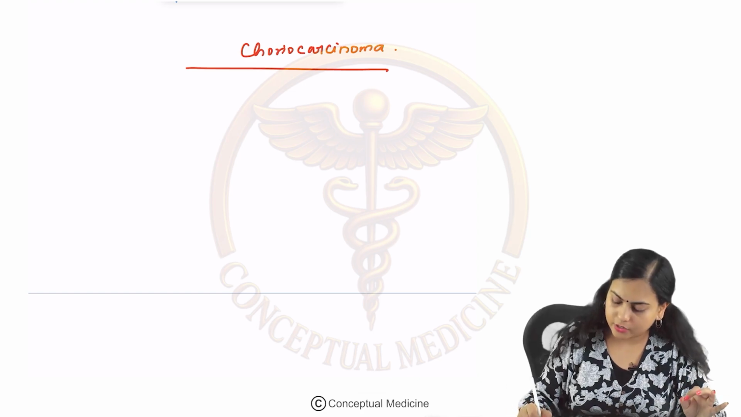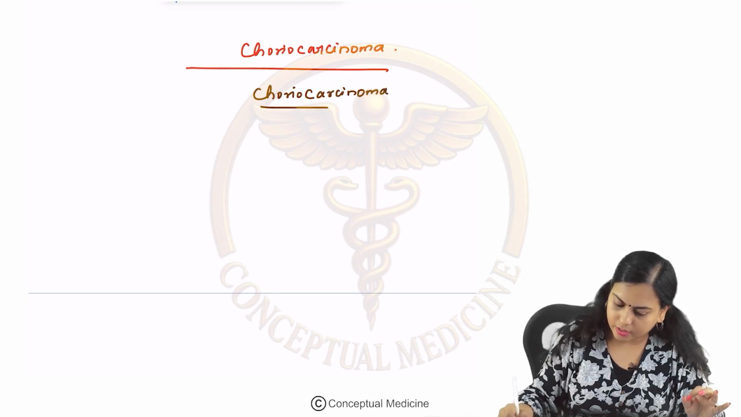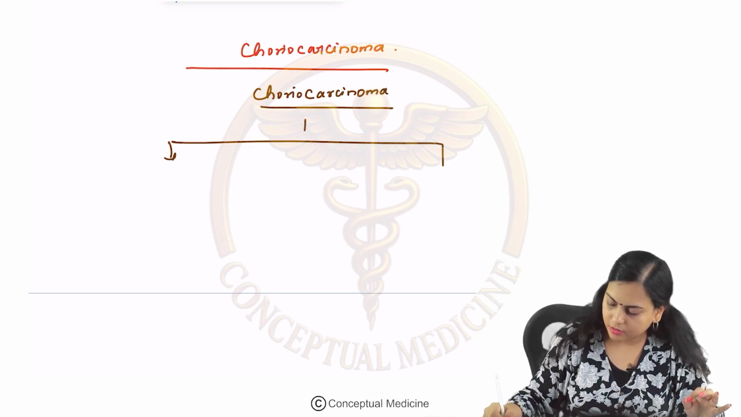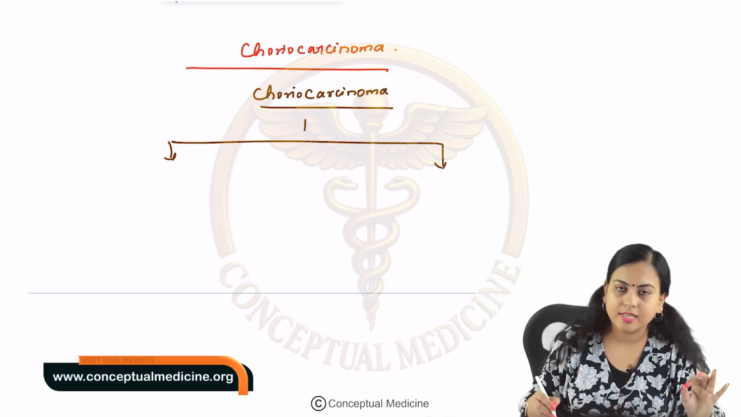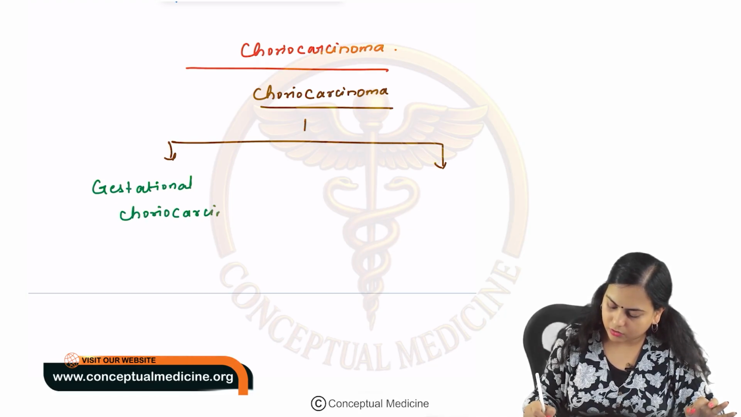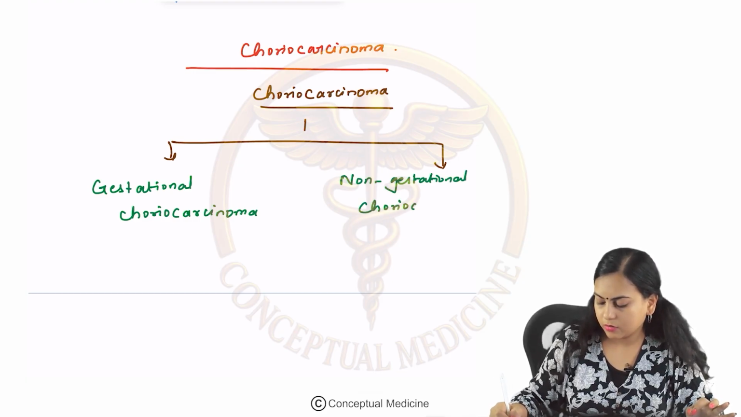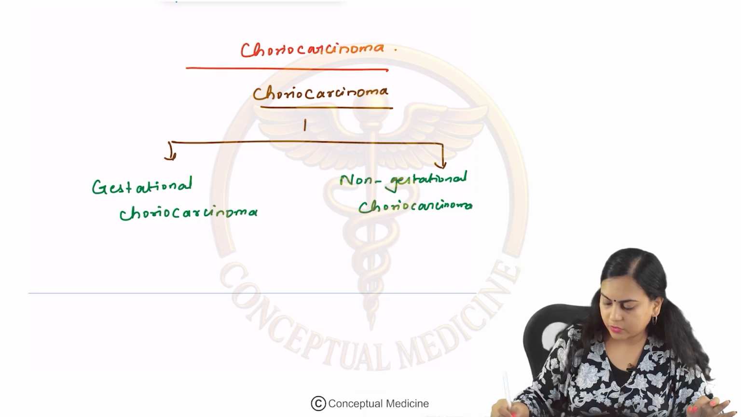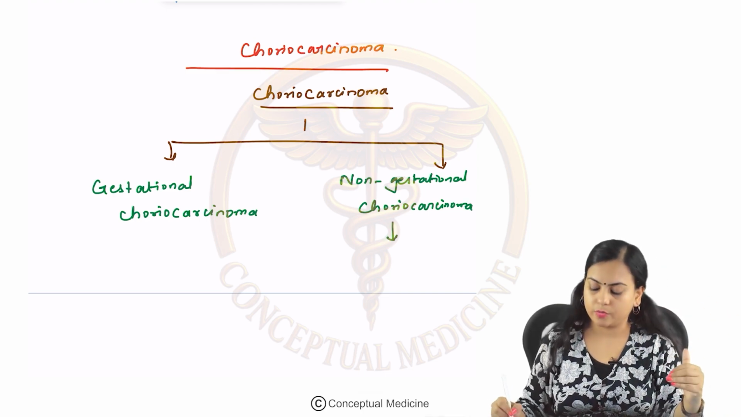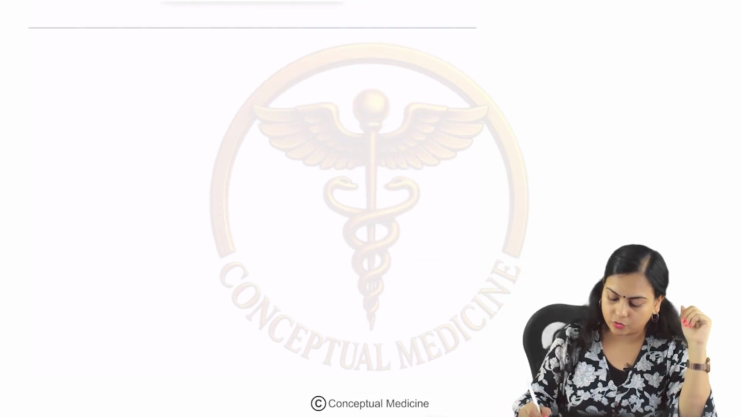Next is choriocarcinoma. See, choriocarcinoma can be classified into two types. That is, gestational choriocarcinoma, then we have the non-gestational choriocarcinoma. So this non-gestational choriocarcinoma is a germ cell type. Now let's discuss this non-gestational choriocarcinoma.